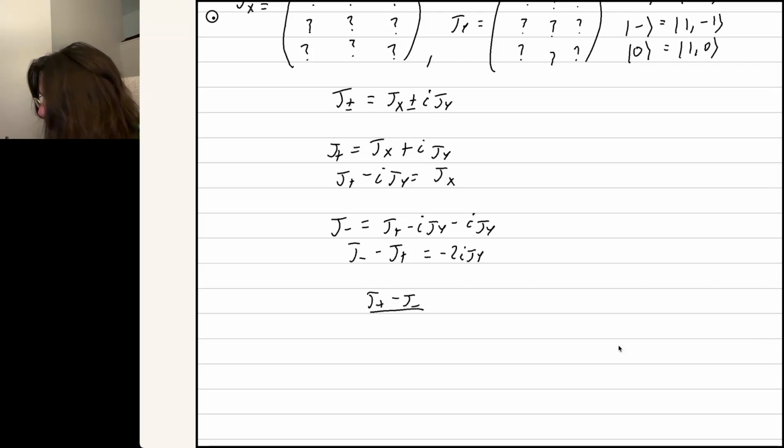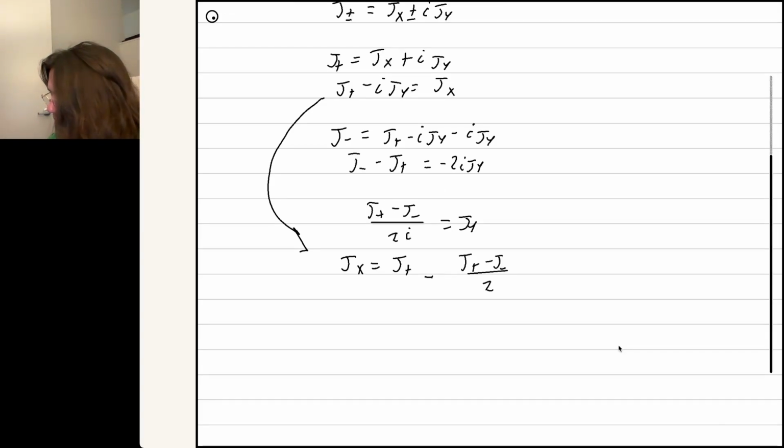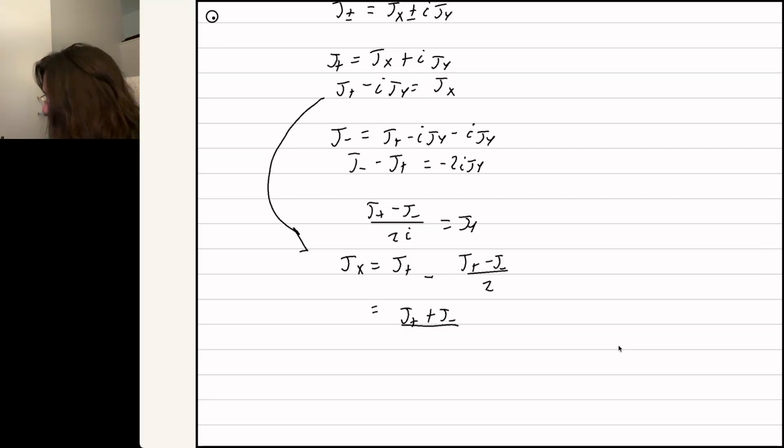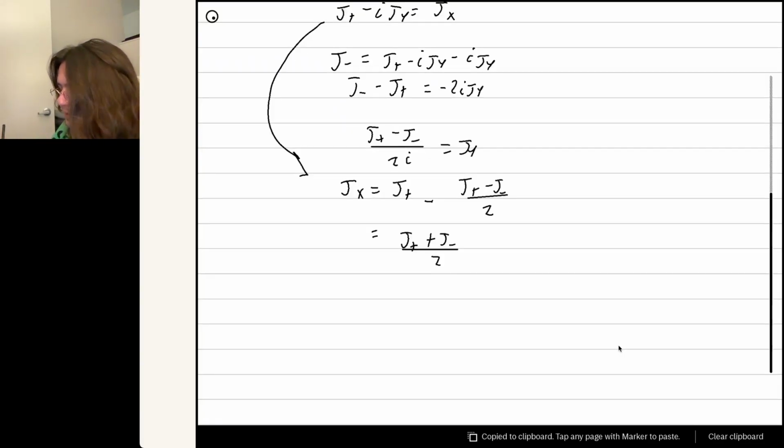and then divide by minus 2i to get J plus minus J minus over 2i, which is Jy, and then plug that back into the equation for Jx, which will go like Jx equals J plus minus iJy, or J plus plus J minus over 2. Okay, we have those. We have the matrix forms of J plus and J minus.